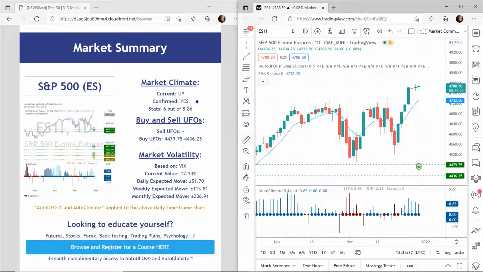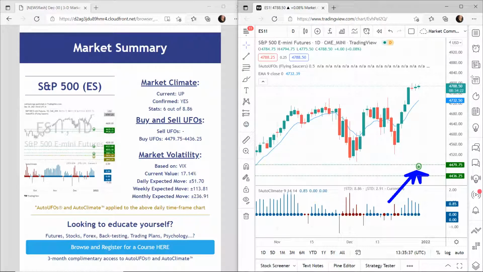Okay, so the S&P 500 has a confirmed upwards climate, thick blue dot. Probability upwards on the US stock market at the moment. Now we do have buyers all the way down here at 4479.75 to 4436.25.